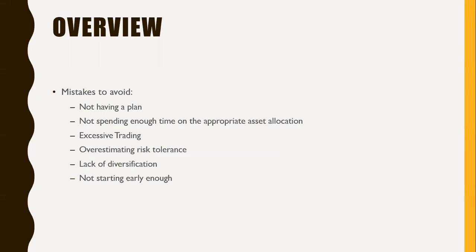Also, I want to mention some mistakes that should be avoided. Number one, not having a plan. So just conversely to what we just discussed, not spending enough time on the appropriate asset allocation, excessive trading, overestimating your risk tolerance, lack of diversification, not starting early enough.